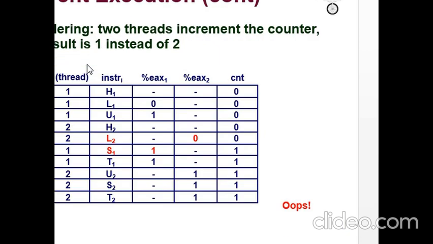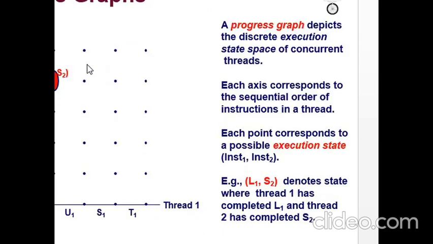Concurrent execution means one or multiple tasks executed at a time. It is a progress graph showing how the process works. Each point corresponds to a process execution rate. It denotes that thread 1 has completed L1 and thread 2 has completed S2.